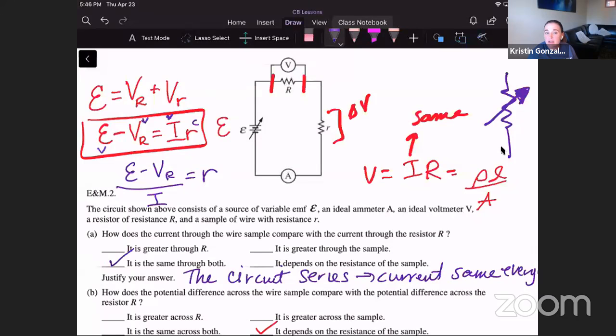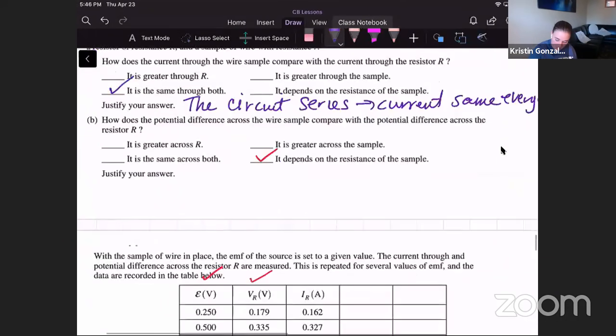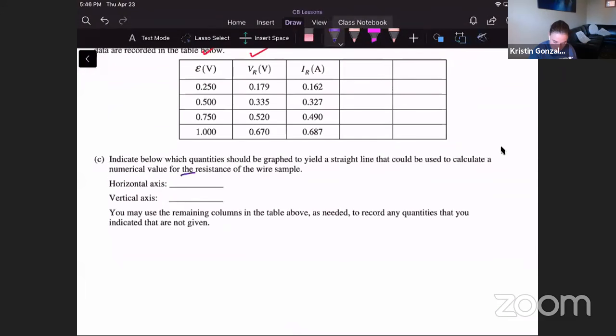Whatever's on top of my equation is what I'm graphing on the y, whatever's on the bottom is what I'm graphing on the x, and whatever's left on the right side is my slope. Okay, because y over x always equals slope. So what would we graph on the vertical? We'd graph the EMF minus that voltage drop across the resistor. And on the x, I would graph my current through the circuit. So horizontal is going to be current, and vertical is going to be the EMF minus that voltage drop.